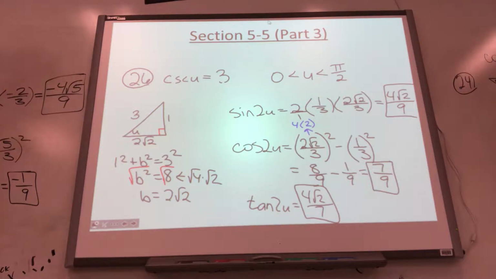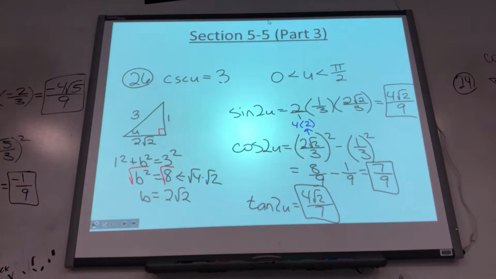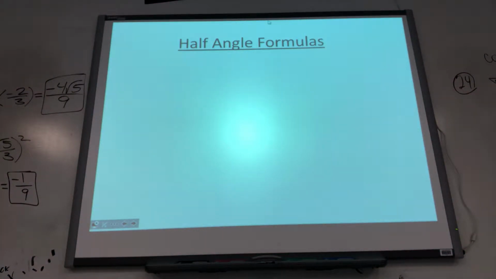This is 5-5 part 3, not 5-3, 5-5, but it is part 3. So the only other thing we haven't done in this section are the half angle formulas. If you went back to the title of the section, it was double and half angle formulas. And so here they are, half angle formulas. Yet again, more stuff that you would want on a cheat sheet whenever our next quiz is.